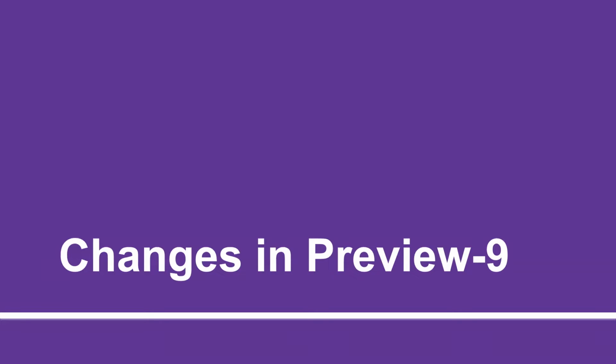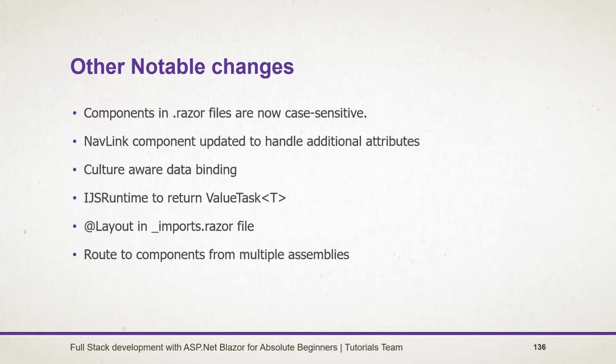In the previous session we have learned how to upgrade an existing Blazor app to version 3.0. In this session we will see what new features were added in preview versions 8 and 9. Blazor component names are now case sensitive, so we need to use the same case as specified in the Razor file. The NavLink component previously supported only href and class attributes. Now it supports any custom attributes.